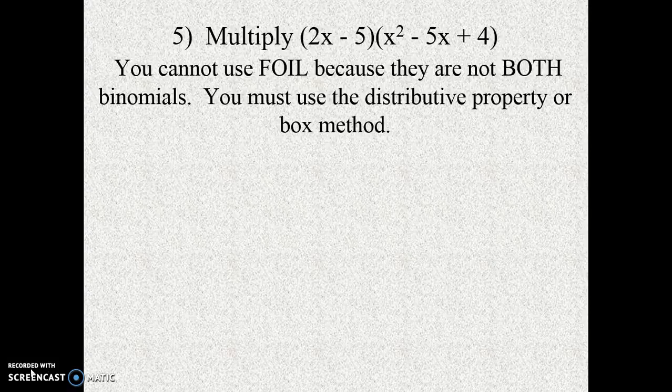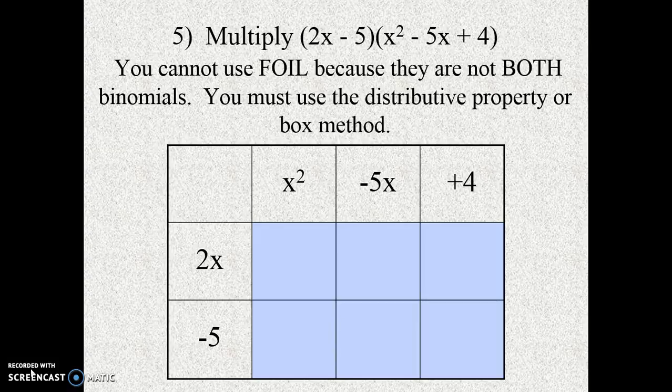Multiply 2x minus 5 times x squared minus 5x plus 4. You cannot use FOIL because they're not both binomials. You must use the distributive property or box method. So here is the box method. 2x and negative 5 on one side, x squared minus 5x plus 4 on the other. Whenever you have minus 5x, write it as negative 5x.